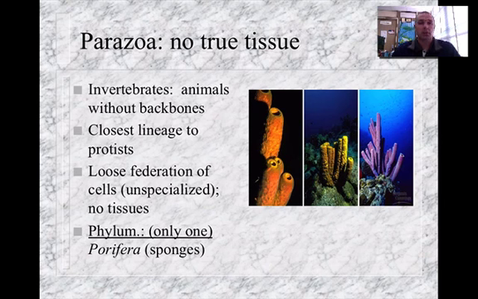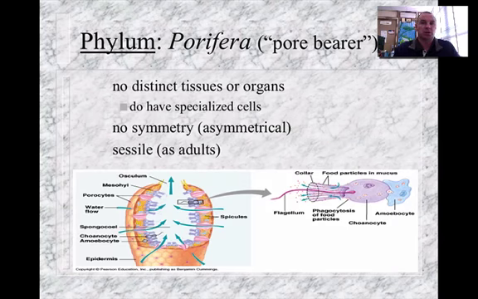Parazoa are invertebrates. They're animals without backbones. They're the closest lineage to the ancestral protists that we have. They have no tissue whatsoever, and there is only one phylum, the phylum Porifera, which are our sponges. Porifera does mean pore bearer, which it looks kind of like a pore, like a hollow vesicle. They do have specialized cells, but no tissues and no organs to speak of.